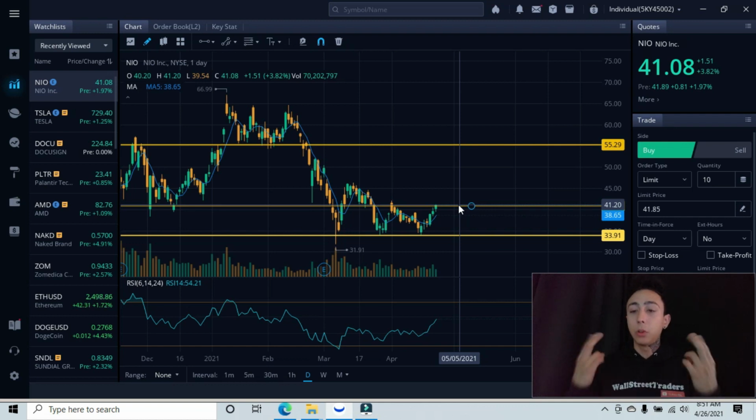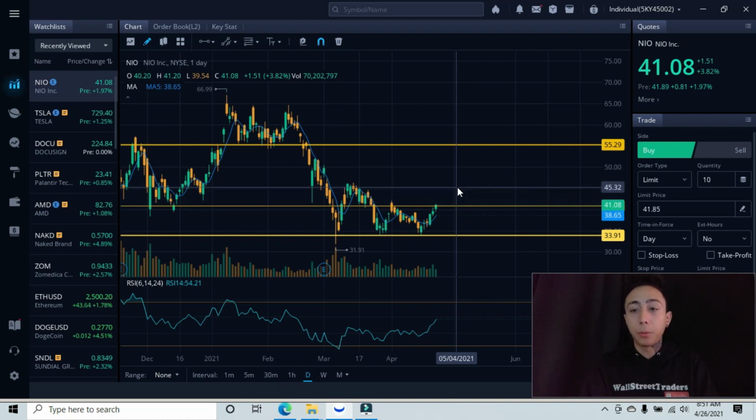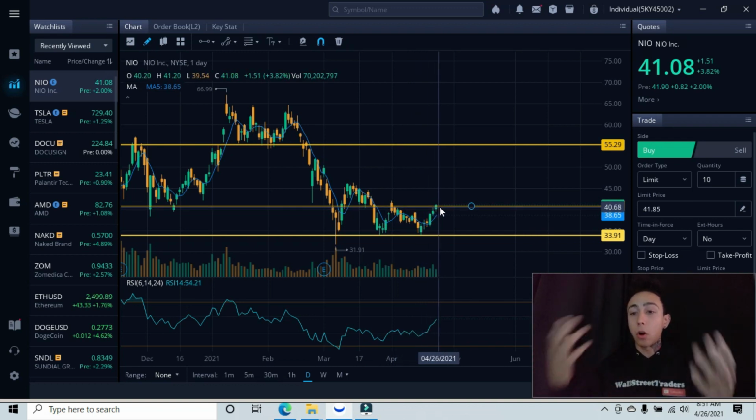You have 2 options. You can have your entry at the 41.20, and your first target be at the previous resistance up here at this little $45 mark. Or you can wait for us to break above this. That'd be the smarter decision, to have further confirmation that buyers are stepping up.